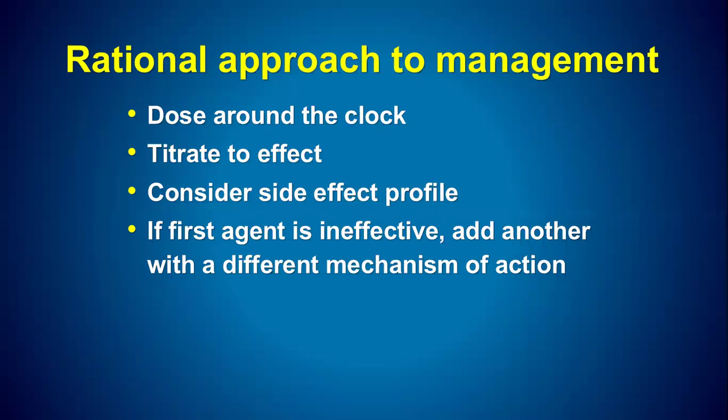Coming to the rational approach for management, again, as I said, the medication should be given round the clock, dosed according to the half-life of the drug. Certain medications can be given once a day, and those are fine. Others may have to be given thrice or four times a day. You have to titrate to effect. You need to see how much of a dose the patient is requiring. It is very individualistic. You cannot give a blanket dose for all the patients.